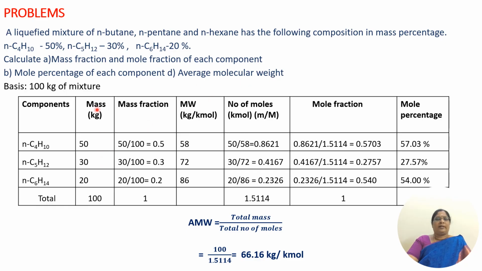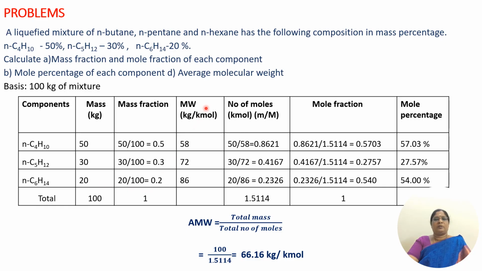So let us list down the components present in the problem: butane, pentane, and hexane. The percentage can be directly written as mass as 50, 30, and 20, and the total is equal to 100. And mass fraction can be calculated as individual mass by total mass. Individual mass is 50 and total mass is 100, so 50 by 100 is 0.5. Then for pentane, 30 divided by total mass 100 is 0.3. And similarly for hexane, 20 by 100 is 0.2.